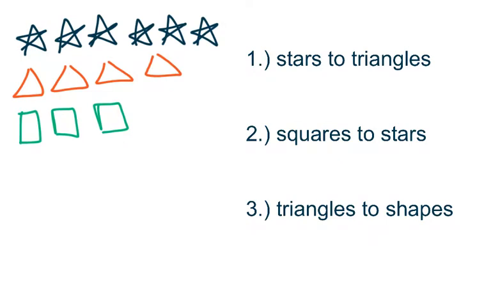For your last check-in here in this video, I want you to pause this video and answer the 3 questions you see on your screen. Please write and simplify, if you can, the ratio of stars to triangles, the ratio of squares to stars, and the ratio of triangles to shapes. Pause your video now if you haven't already, and try to answer these 3 questions. The answers will be appearing on the screen in a little bit.